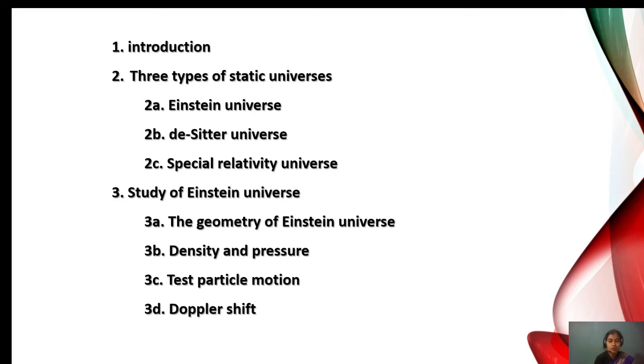First of all, we have the introduction. Second, the three types of static universe: the Einstein universe, the de Sitter universe, and the special relativity universe. Third is the study of the Einstein universe, with four parts: the geometry of the Einstein universe, density and pressure of the universe, test particle motion, and Doppler shift. Fifth is a comparison with the actual universe.